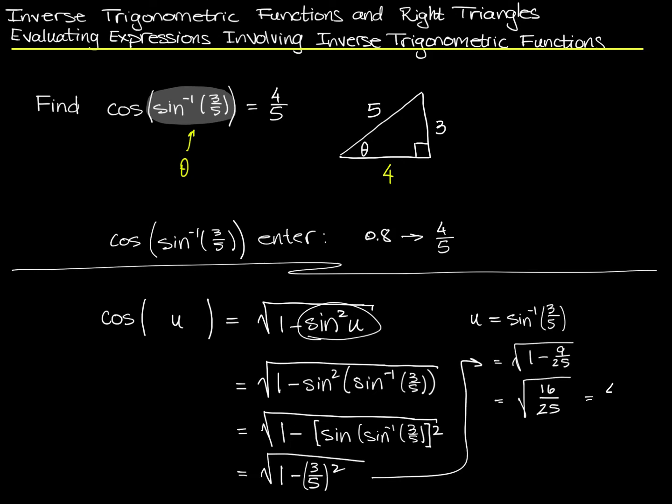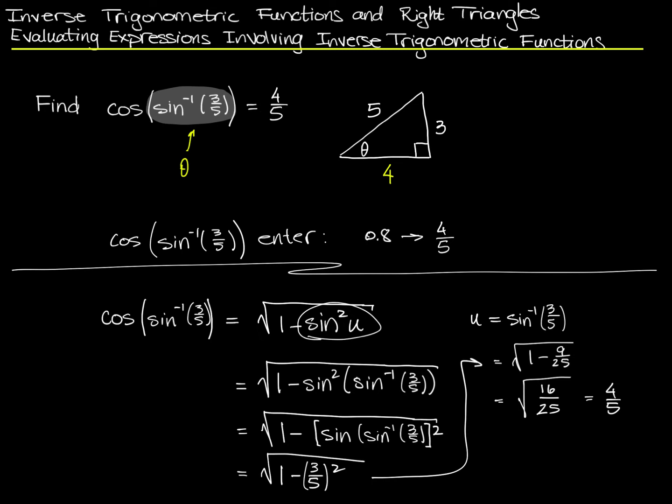And that reduces to 4/5. Now, I think this way is a little bit cumbersome, but it's another approach, and it's perfectly legitimate. Remember that we said u was the sine inverse of 3/5. So this is my answer, and it matches the answer that we got before, which is great. It just confirms that we got the right answer.